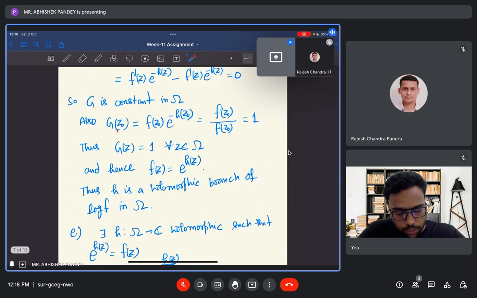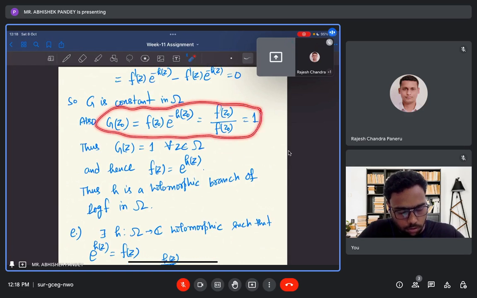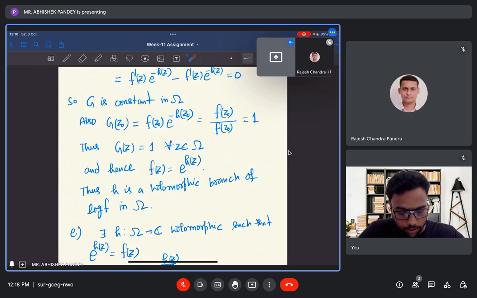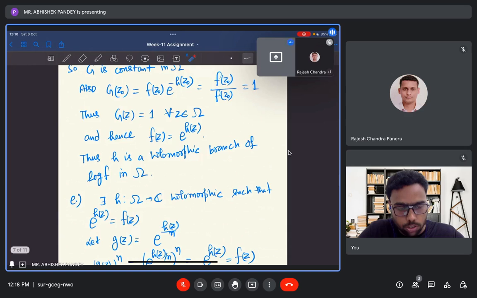Also G of z naught is 1. And G is constant, so G is identically equal to 1. So G(z) equals 1 for all z belonging to omega, and hence F(z) equals e to the power H(z), and thus H is a holomorphic branch of log f.